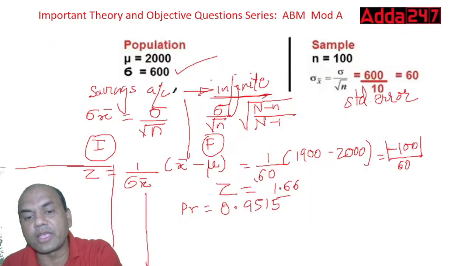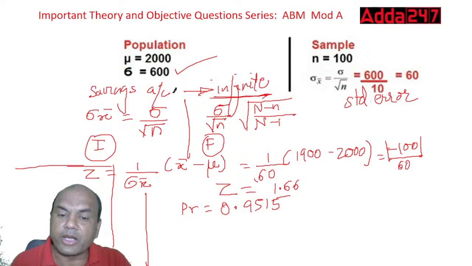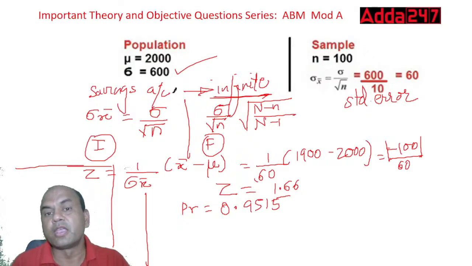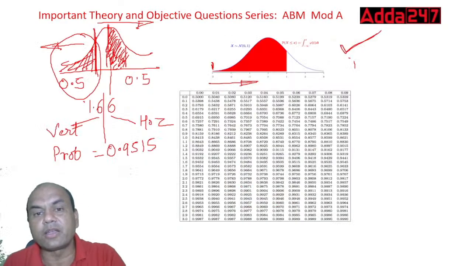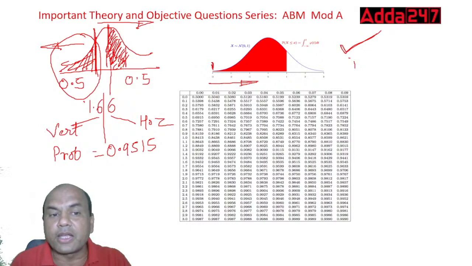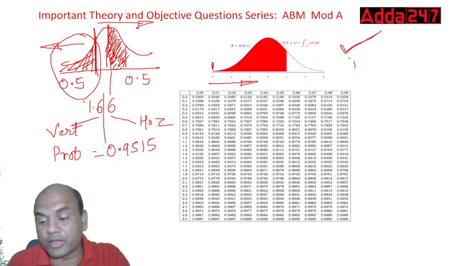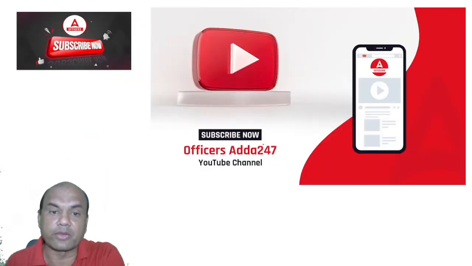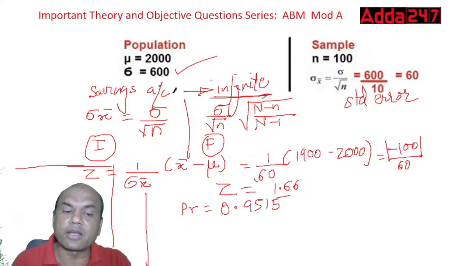So that's why my area, my probability over here is 0.9515. If they would have asked you to give me the area above 1900, then what would you have done? Above 1900, okay? Now let me show you that also.